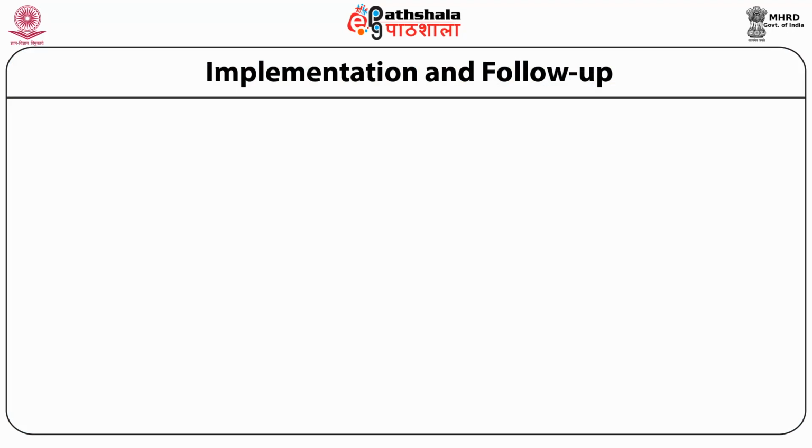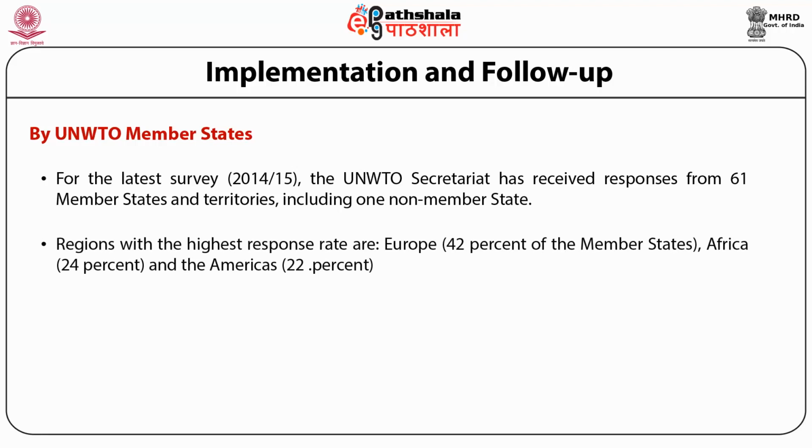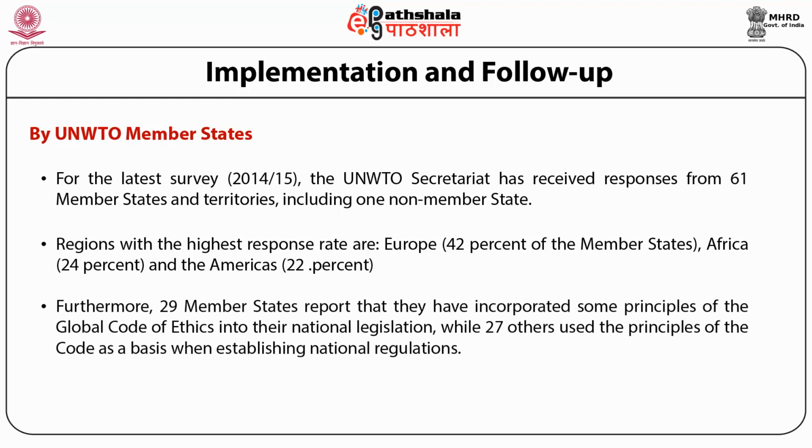Implementation and follow-up of the Global Code of Ethics in Tourism Business, first by the United Nations World Tourism Organization and member states. For the latest survey 2014-15, the UNWTO Secretariat received responses from 61 member states and territories, including one non-member state. Regions with the highest response rate are Europe, 42% of the member states, Africa with 24%, and Americas again with 24%. Furthermore, 29 member states report that they have incorporated some principles of the Global Code of Ethics into their national legislation, while 27 other member countries used the principles of the code as a basis when establishing national regulations or policies.